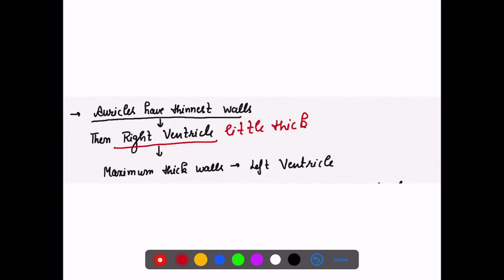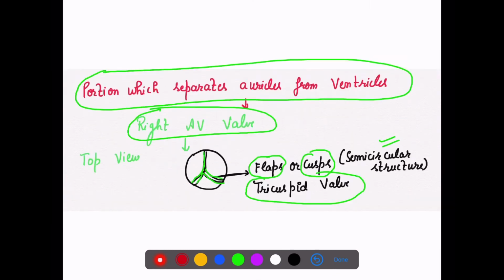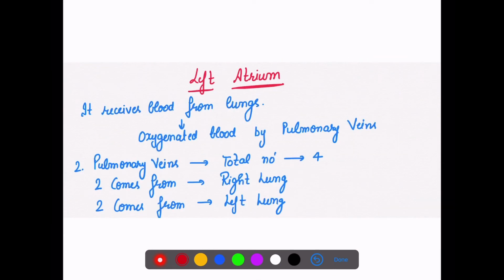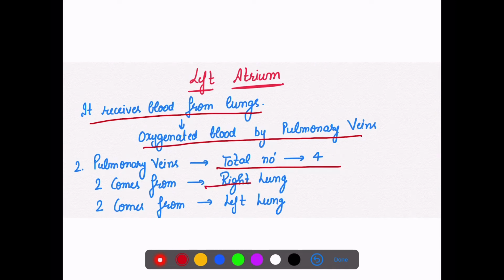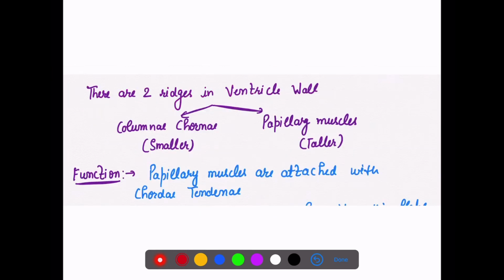Now, what is the function of them? So first, in the left atrium, what do you have to write? It receives oxygenated blood from the lungs by the pulmonary veins. There are a total of 4 pulmonary veins. 2 are coming from the right and 2 are coming from the left lung.